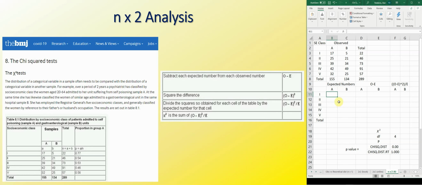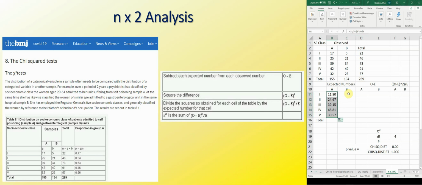So step 1, we first need to actually get the expected numbers before we can subtract the observed from the expected. And in this case, we're going to use our totals. We're going to have our row total divided by our total of the row totals. And that is not going to change, so I'm going to lock that by pressing F4. You'll notice the dollar signs have appeared. I'm going to multiply that by our column total. And again, that's not going to change, so I'm going to lock that in. Now I can drag this down.